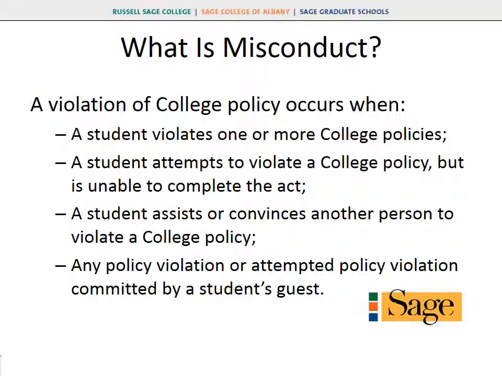A student assists or convinces another person to violate college policy. Jim persuades Carlos's roommate Steve to steal the iPhone for him. Any policy violation or attempted policy violation committed by a student's guest. Jim's girlfriend Stacy, who is not a SAGE student, steals Carlos's iPhone.